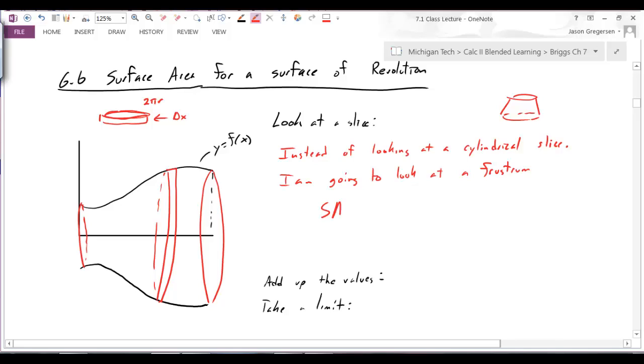The surface area of that thing is going to be pi times the big radius plus the little radius times L, where this distance along the side is L. L is not the height here. L is the side length.